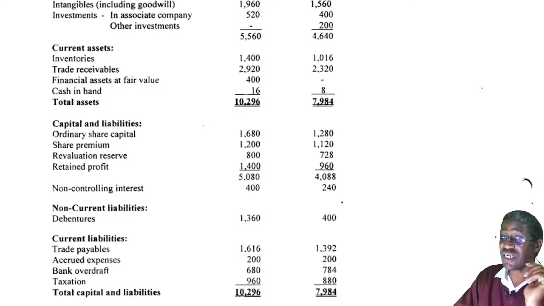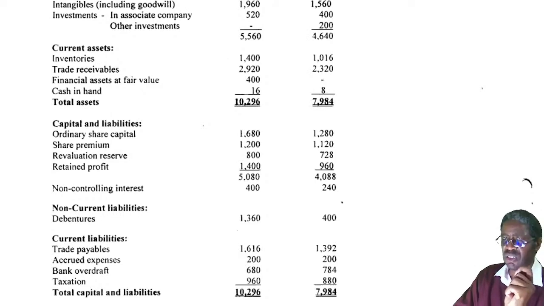What about the current liabilities? If you look at the balance sheet down there, among the current liabilities, we have creditors, or what they are calling trade payables, that we have already analyzed. Accrued expenses, that's why I'm coming back.